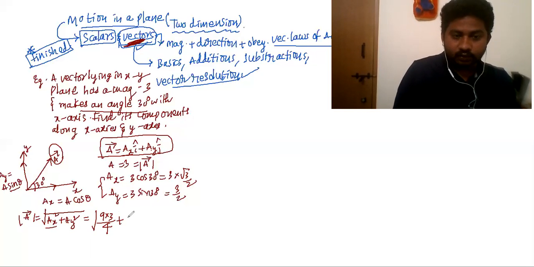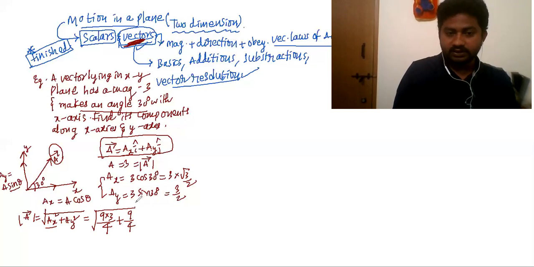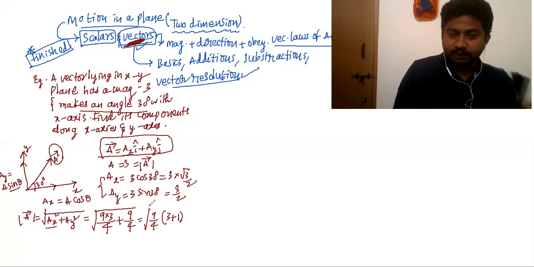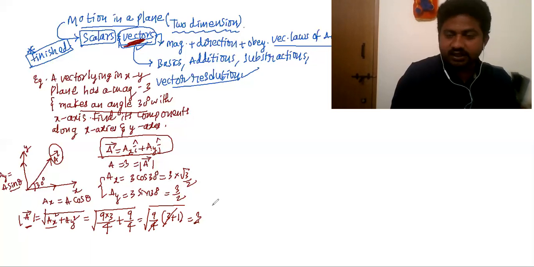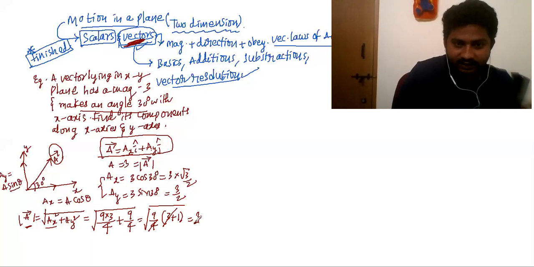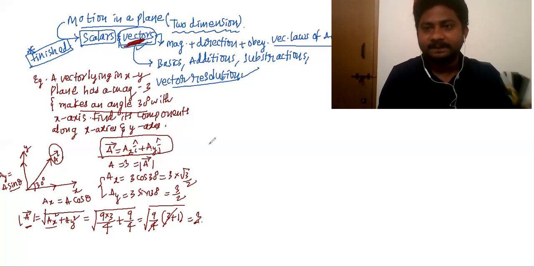Plus ay square. What is ay square? 3 square is 9 by 4. So I can take common 9 by 4 inside the square root. So it is 3 plus 1, right? It's 4. 4 cancels. Root 9 is what? 3. So what is the magnitude of this a bar? It is 3.